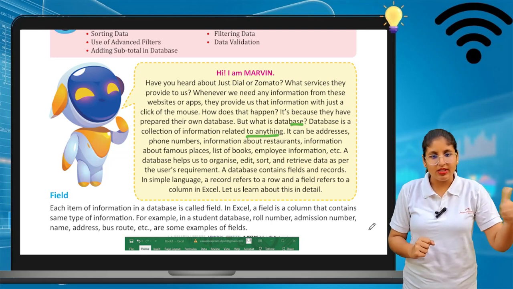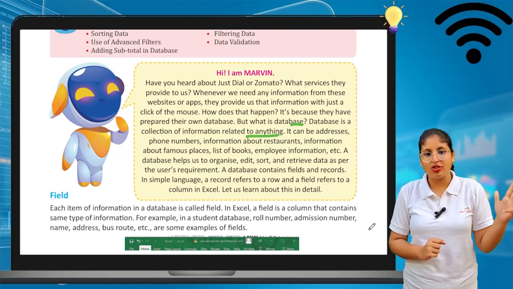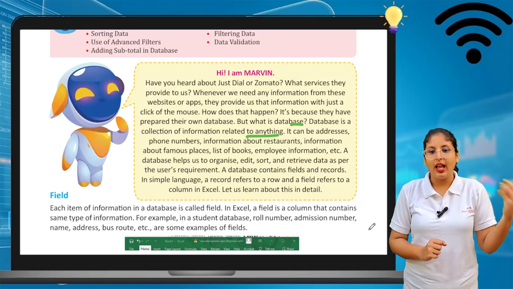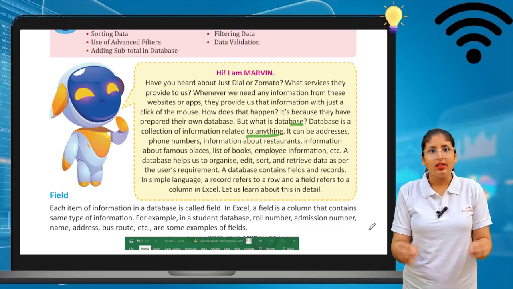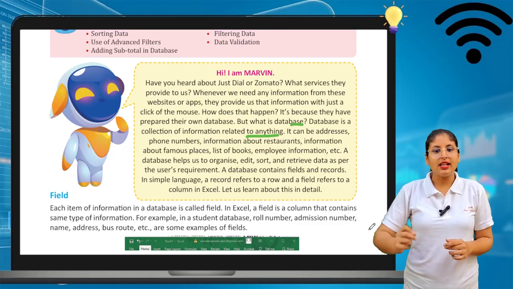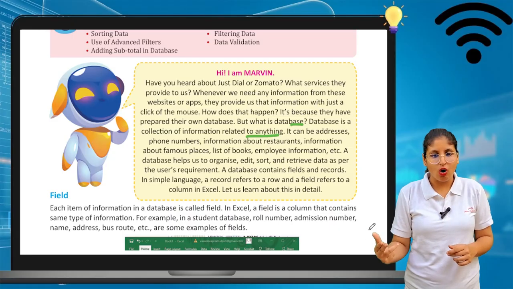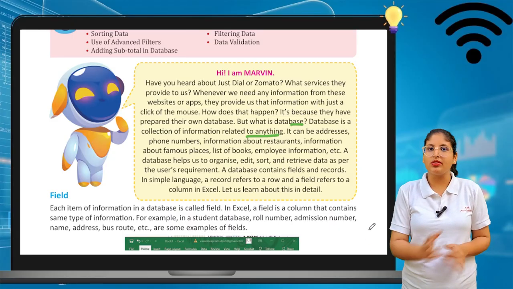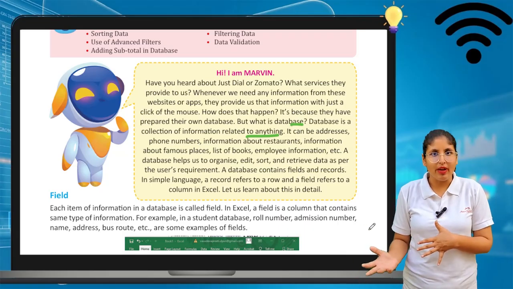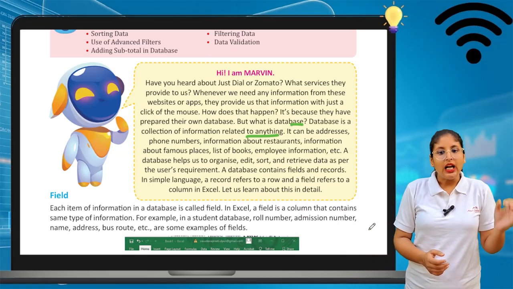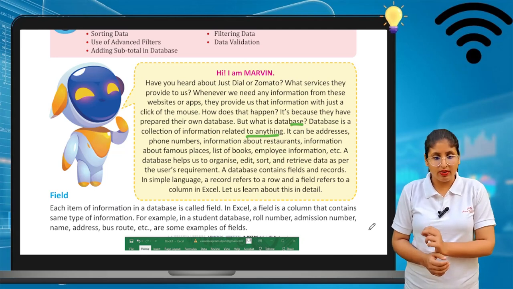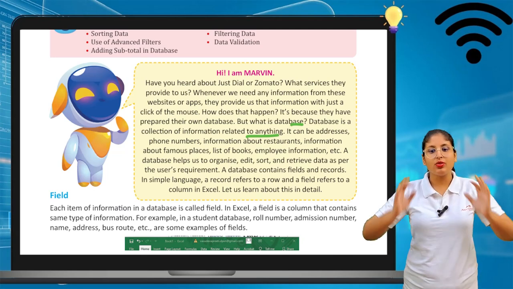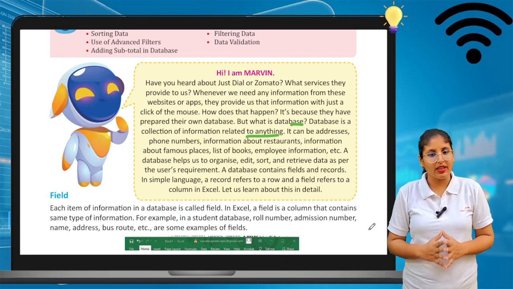It can be addresses, phone numbers, information about restaurants, information about famous places, a list of books, employee information, etc. All this information comes under a database. A database helps us to organize, edit, sort, and retrieve data as per the user's requirement. So we can change the data also as per the user's requirement. A database contains fields and records. In simple language, a record refers to a row and a field refers to a column in a sheet.